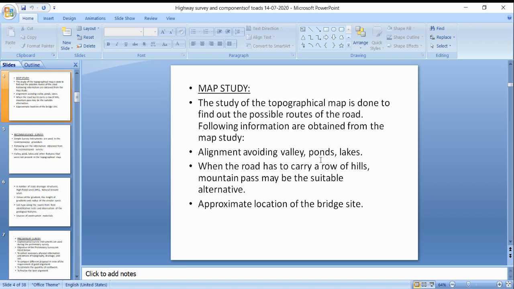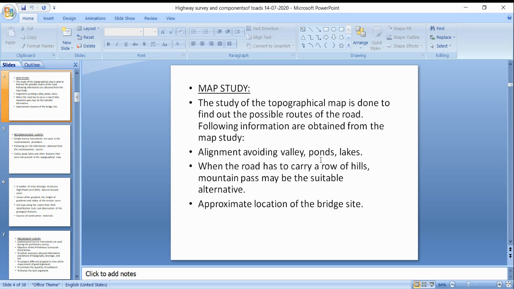So the main features here, we have seen the river, valley, and hills, we can find out. Those we cannot move, they are by nature itself. So if there are any rivers or any hills or any valley in our alignment, we have to see the deviation in the map itself.